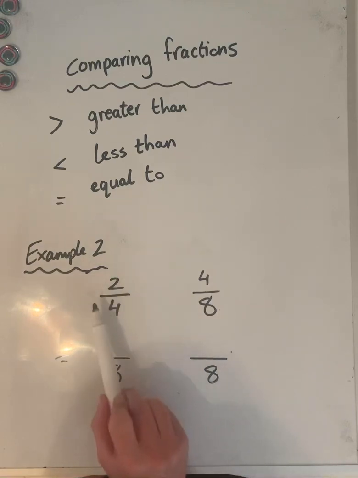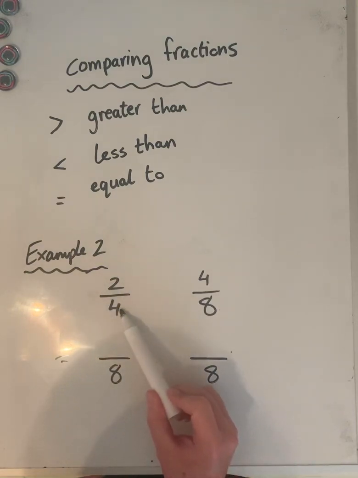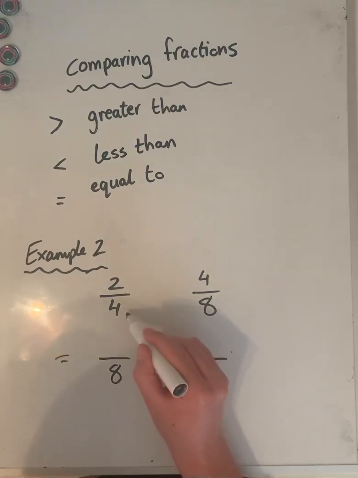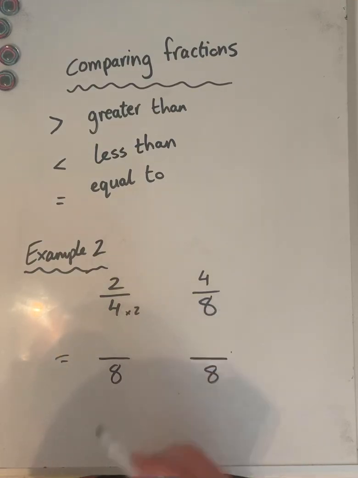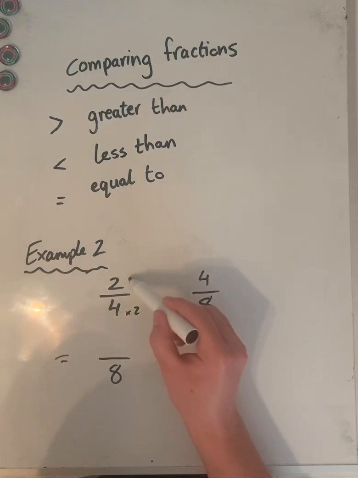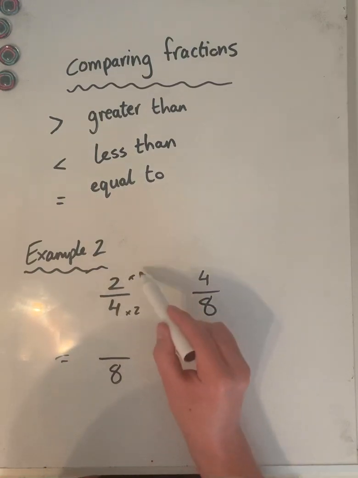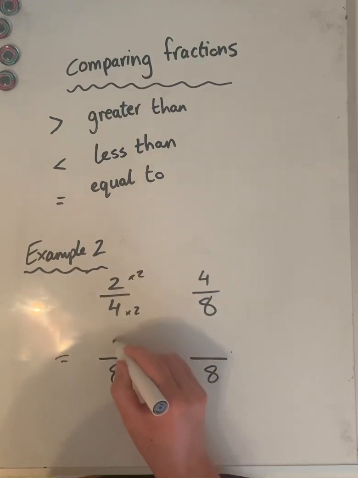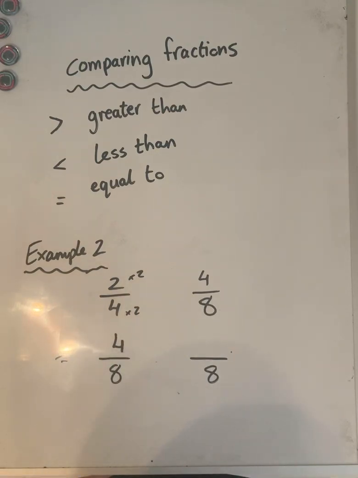This time we'll start with this one here. What have I multiplied the 4 by, my old denominator, to get my new denominator? I've multiplied it by 2 again. So what does that mean I need to do to my numerator? 2 times 2 as well, don't I? So what's 2 times 2? Quite an easy one. It would be 4 over 8.